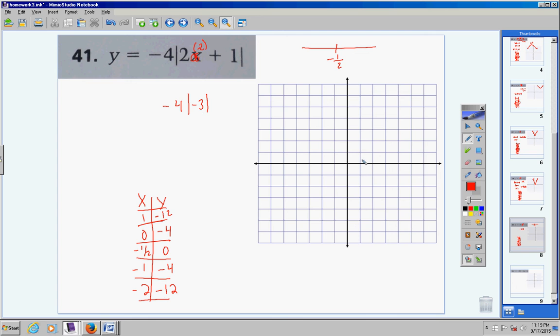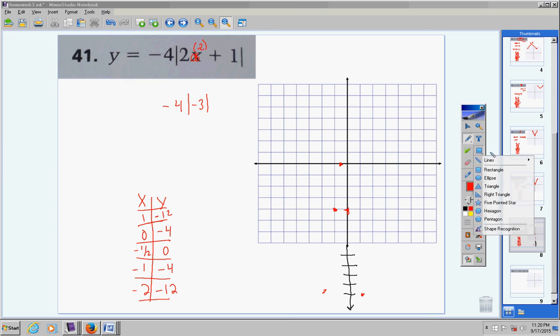Let's plot our points. -1/2, 0, so right here. And then we'll have to get some extra points here, it looks like. Going down. Alright, 1, -12; 0, -4; -1, -4; -2, -12. This is called an extremely skinny absolute value graph.